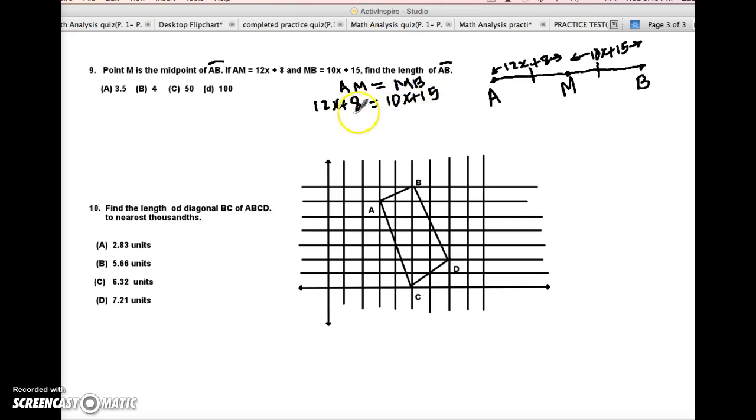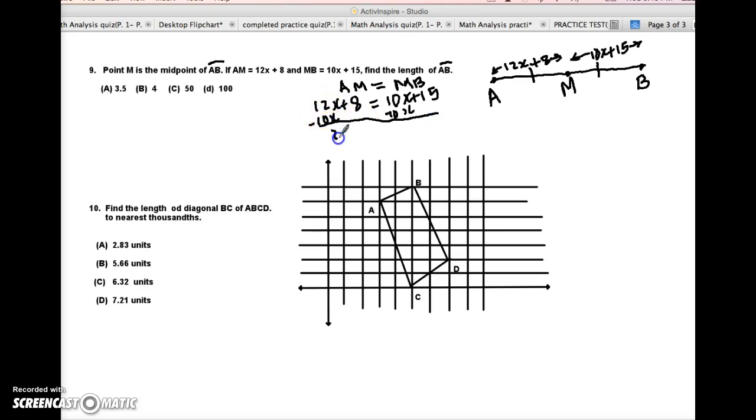And here comes the algebra. X on the left, X on the right. The name of the game. X is to one side, numbers to the other side. But since the smaller x is on this side, the bigger x on this side, we want to subtract in such a way that we keep the x's positive. Right? I know you like to keep things positive, and so do I.